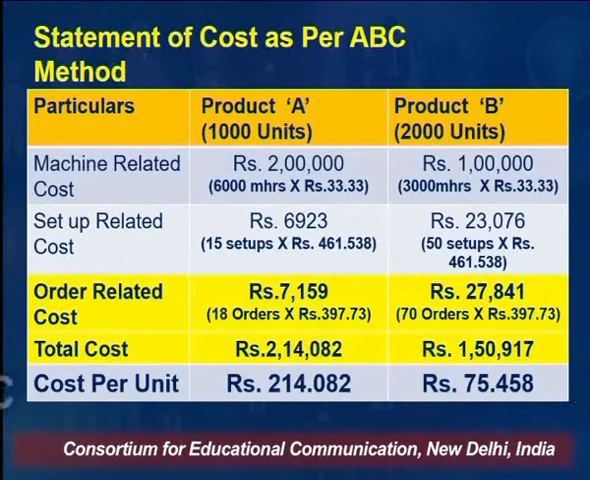The same process we follow for product B: machine related cost, setup related cost and order related cost. When we aggregate these three values, that is 1 lakh rupees, 23,076 and 27,841, it is giving me a total value of 1,50,917, and cost per unit comes to be 75.458. So with this, my dear learners, we have understood how to calculate cost as per the ABC method.